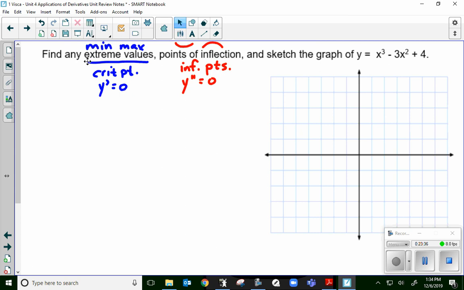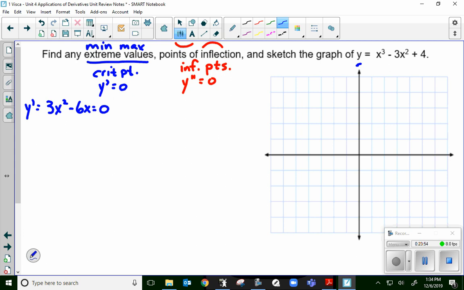So let's start, first of all, with our first derivative. Our equation: y equals x cubed minus 3x squared plus 4. So y prime, the first derivative, is 3x squared minus 6x, okay? Set that equal to 0. What values of x? Well, let's start to factor. I can take a 3x out, the GCF, the greatest common factor. That will leave me x minus 2 equals 0.